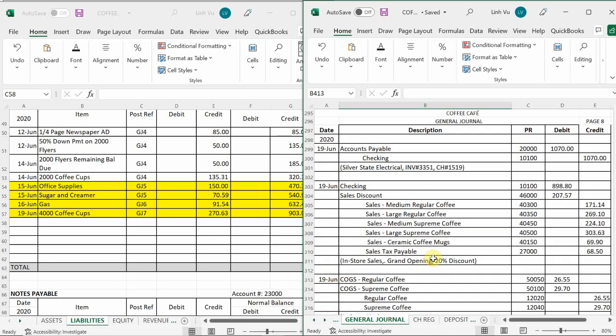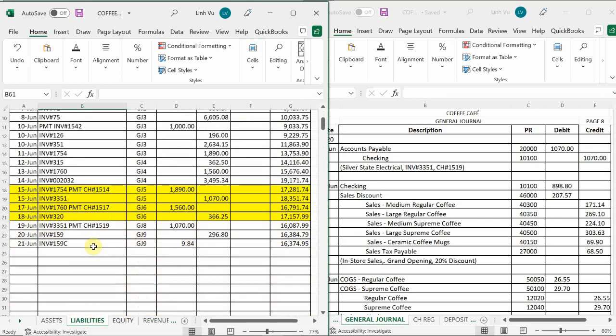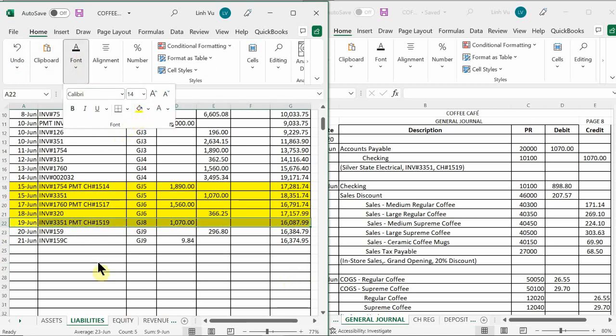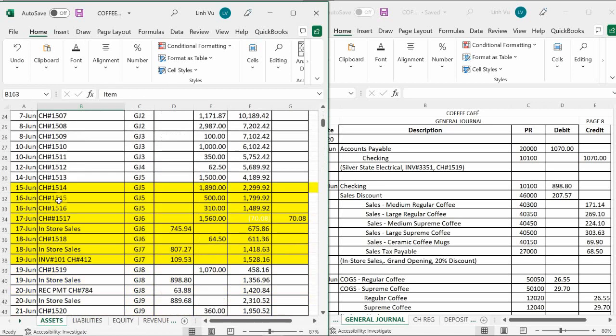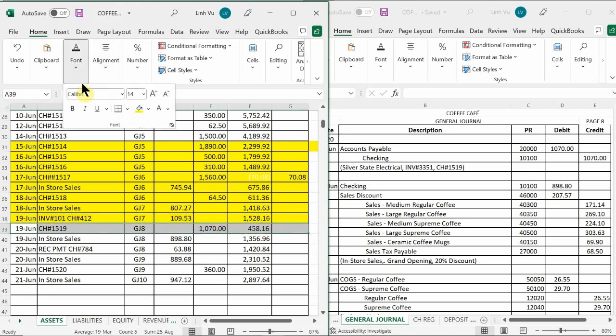So page 8, we got accounts payable and a checking for the 1070. So let's see. Liabilities. Accounts payable. Did I pay off? Yes, I did for 1070, which decreased my accounts payable. Okay. All right. Which also decreased my checking account. Okay. Yes. So there you go.